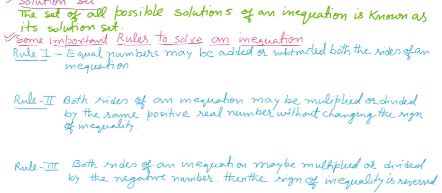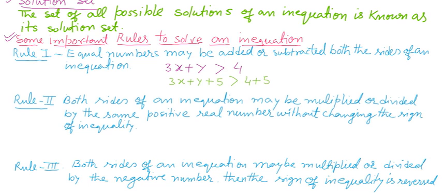For example, 3x plus y is greater than 4. Here you may add any number, the same number, on both sides. Suppose we add 5 on both sides, then there is no change to this inequation.